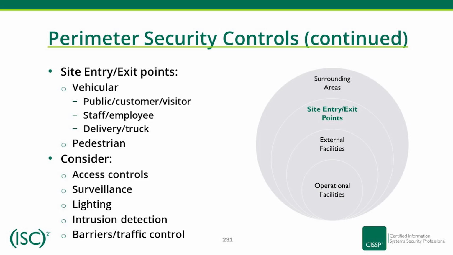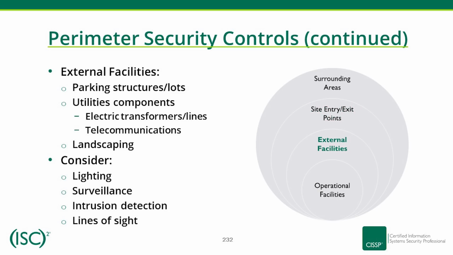Perimeter security controls, continued. Site entry/exit points: vehicular, public/customer/visitor, staff/employee, delivery/truck, pedestrian. Consider access controls, surveillance, lighting, intrusion detection, barrier/traffic control.